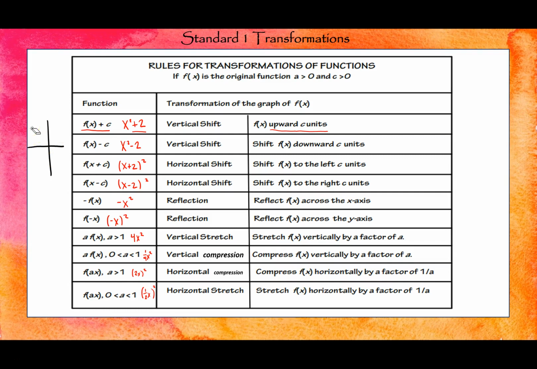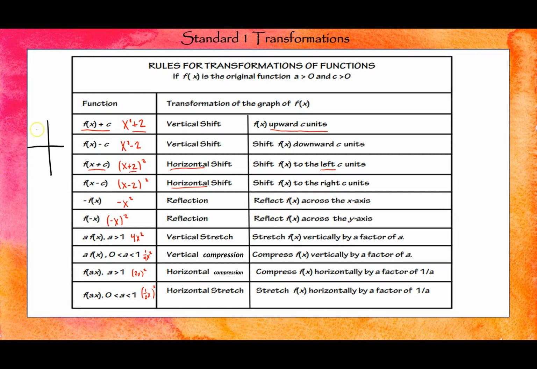Now, if I look at something in parentheses, that would mean something where I have parentheses x plus 2 squared. I'd actually be shifting left and right. In other words, a horizontal shift. And it's the opposite of what you think it is. Here I have a plus 2, but it would actually be a left 2.